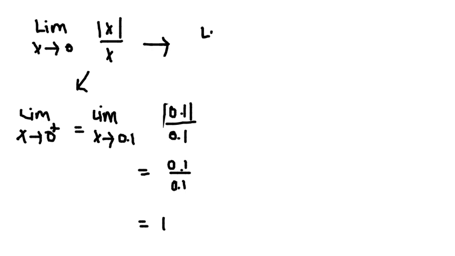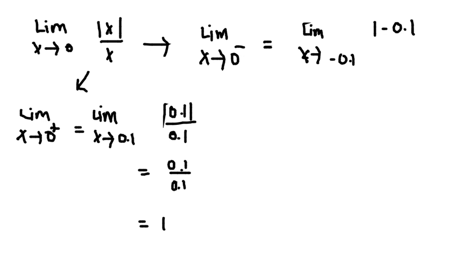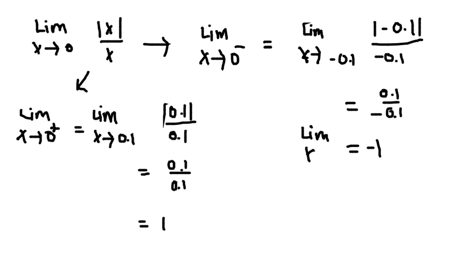Now let's calculate the limit as x approaches 0 from the left side of the number line. Let's pick a number that is really close to 0. Or we can just plug in negative 0.1. If we plug in negative 0.1, the absolute value is 0.1 over 0.1, but the denominator x is negative, so it's going to be negative 1.